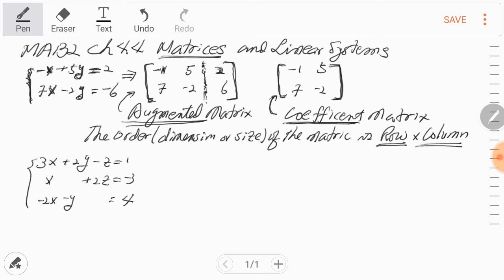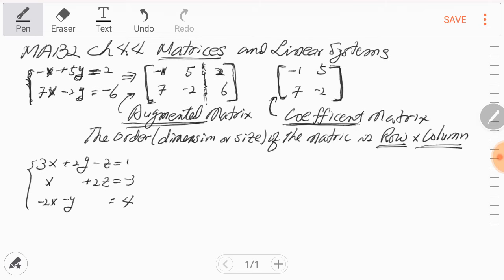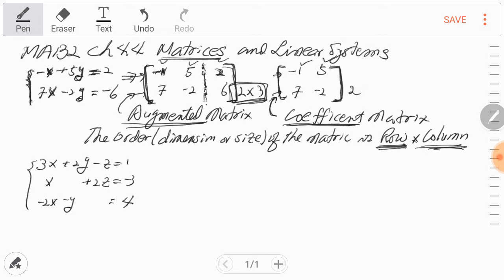Okay, then each matrix has a dimension, the size. The order of the matrix is always the number of rows by the number of columns. That is the order of a matrix. So in this case, this augmented matrix, there are 2 rows, so this will be 2 by, there are 3 columns, 1, 2, 3. So 2 by 3. This is the size, dimension, or the order of the matrix. How about the coefficient matrix? There are 2 rows, 2 columns. So the dimension is 2 by 2.